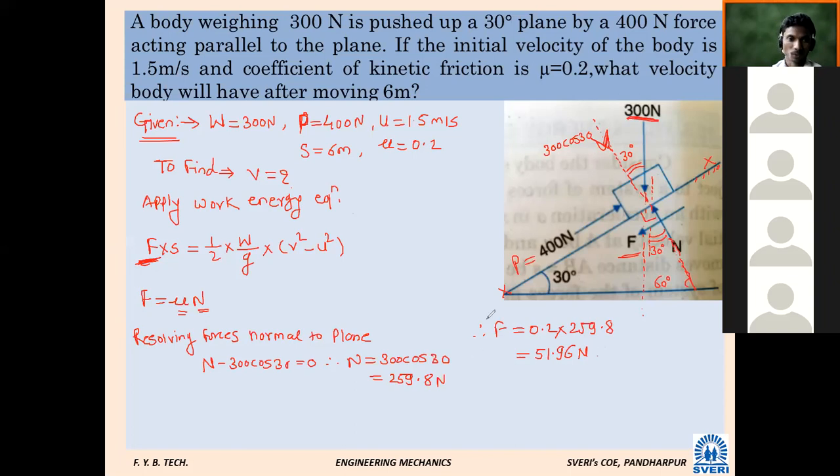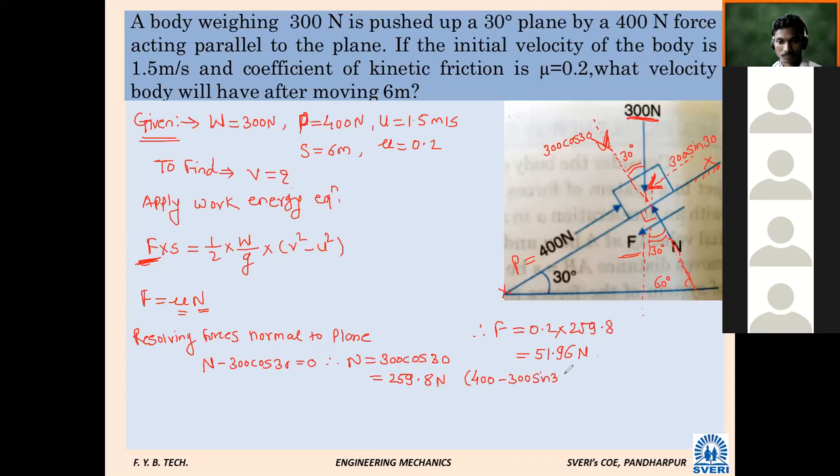So here now we have to apply the work energy equation. Firstly we have to resolve all the forces. The 400 Newton, whether it will come positive or negative? Positive. The 300 Newton force, if we resolve it, one component is vertically downward and another component goes towards this side. What will be the component along the plane? Minus 300 sin 30.